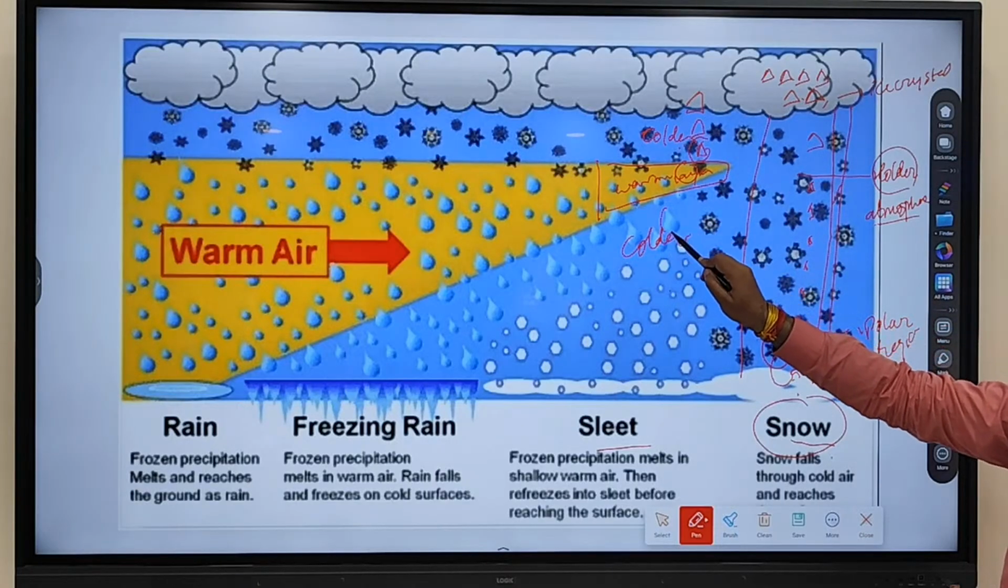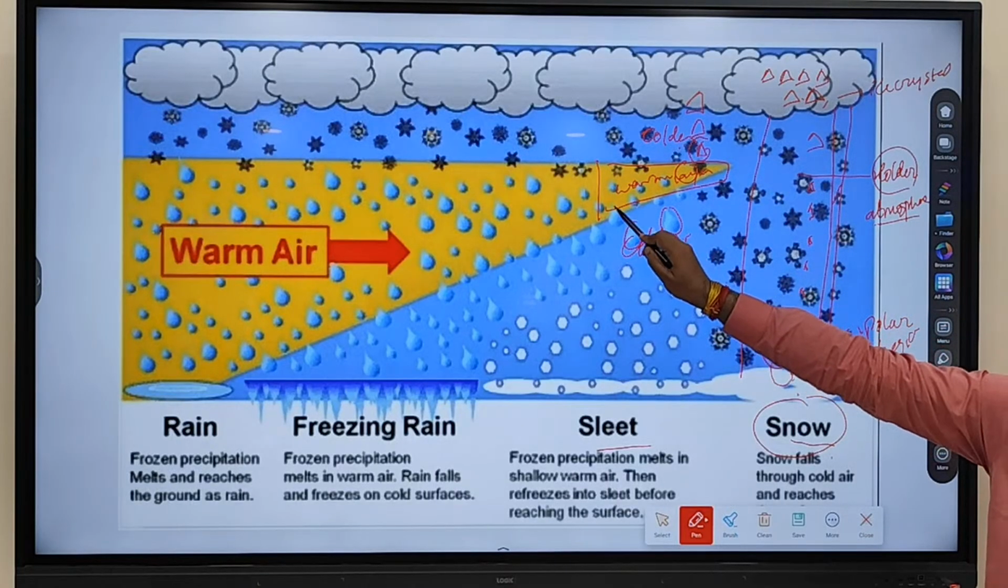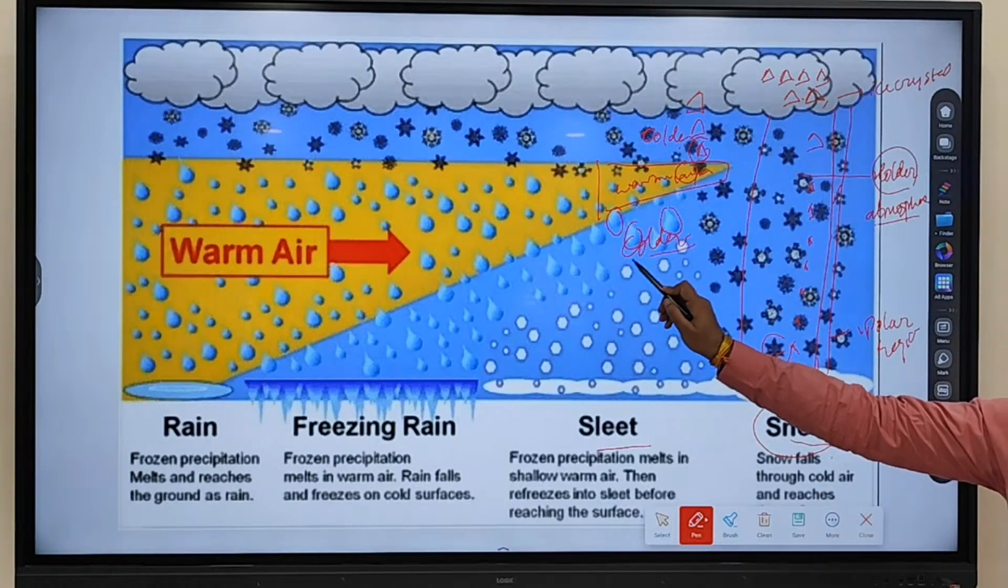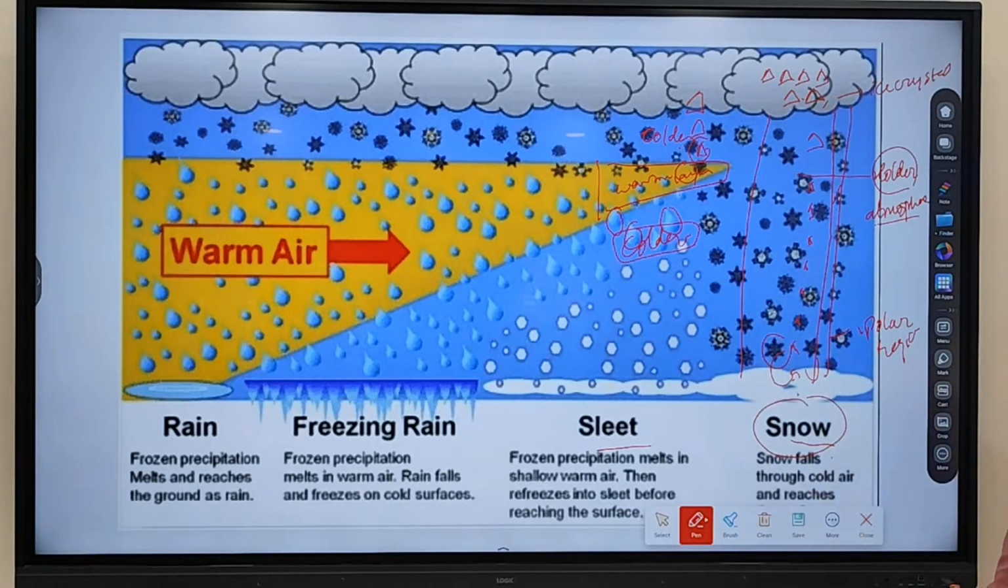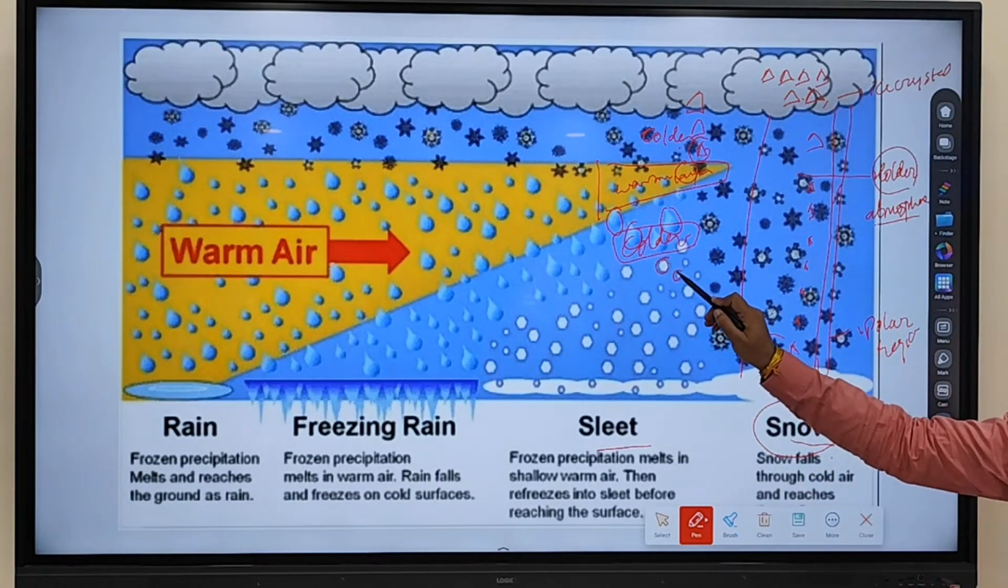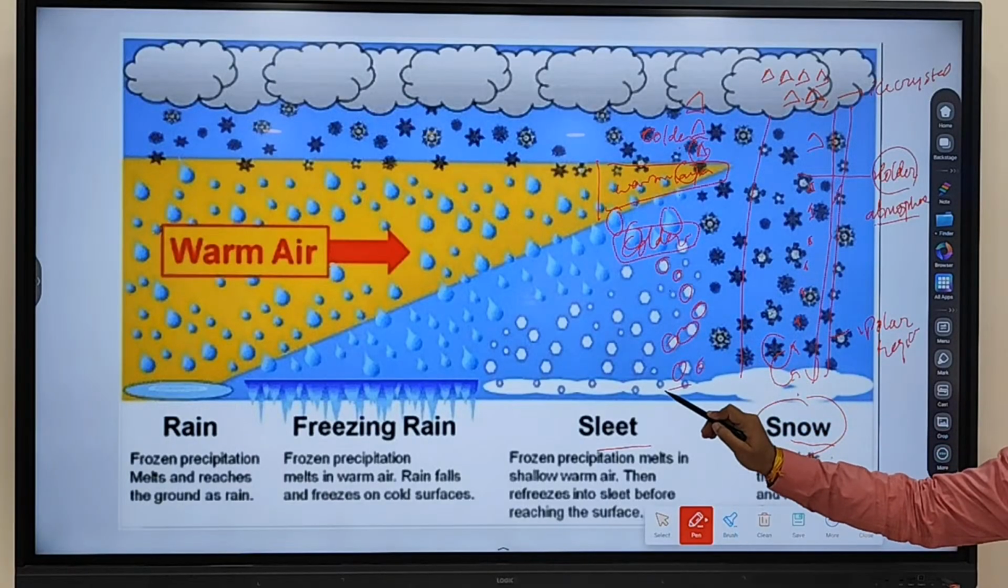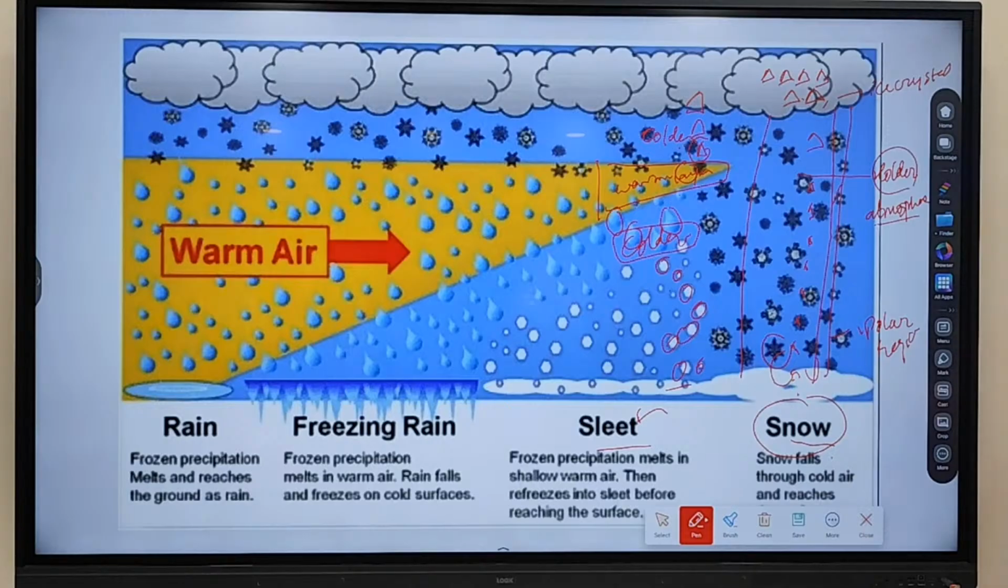They are coming in the water droplet form. Now when these water droplets enter again into the colder layer, what will happen? They again start to freeze. And when this type of thing comes onto the ground, this is called sleet.